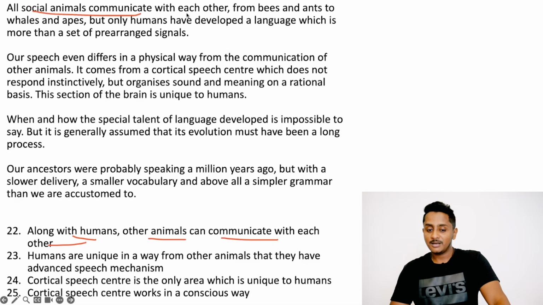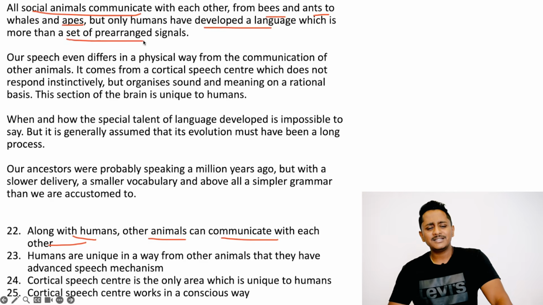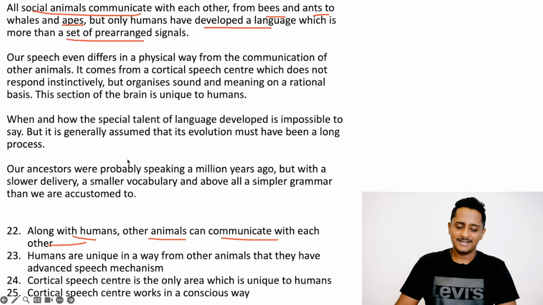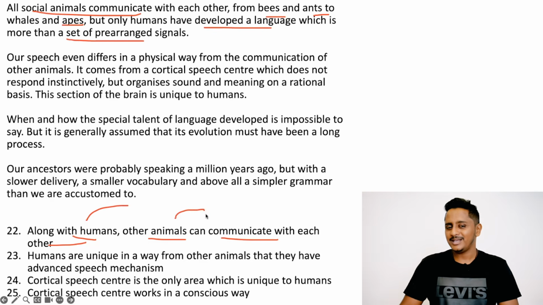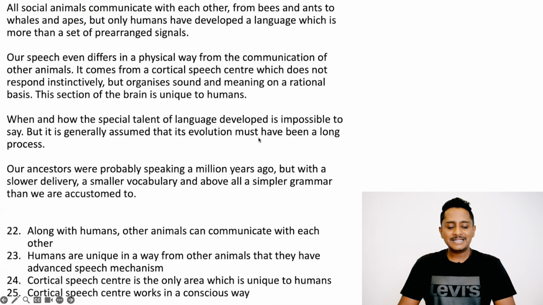All social animals communicate with each other, from bees and ants to whales and apes, but only humans have developed a language which is more than a set of pre-arranged signals. Along with humans, other animals can communicate. All social animals communicate, so this is going to be true. Easy peasy, it is given there.